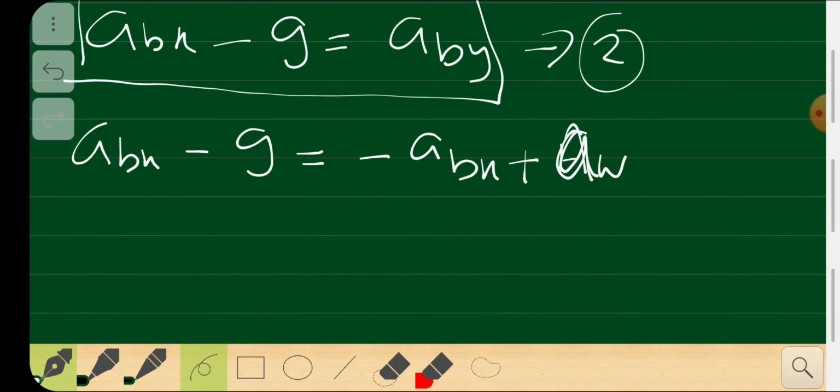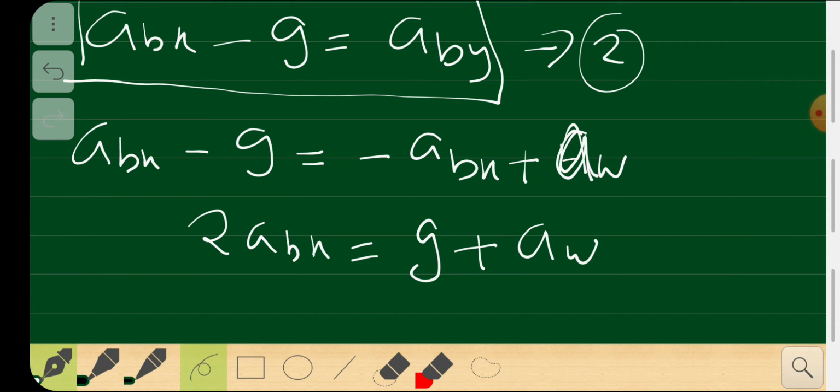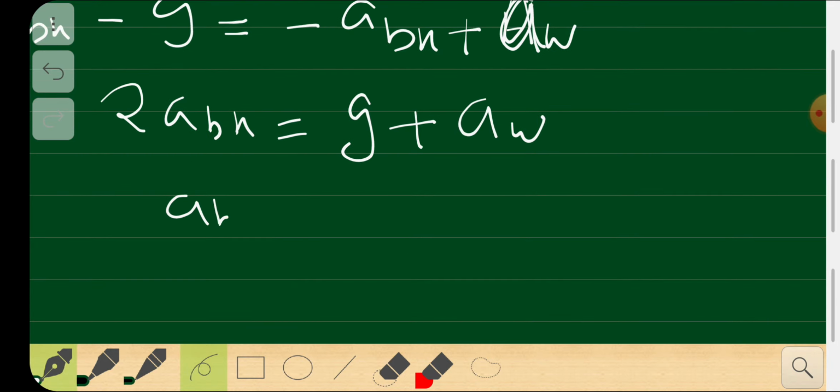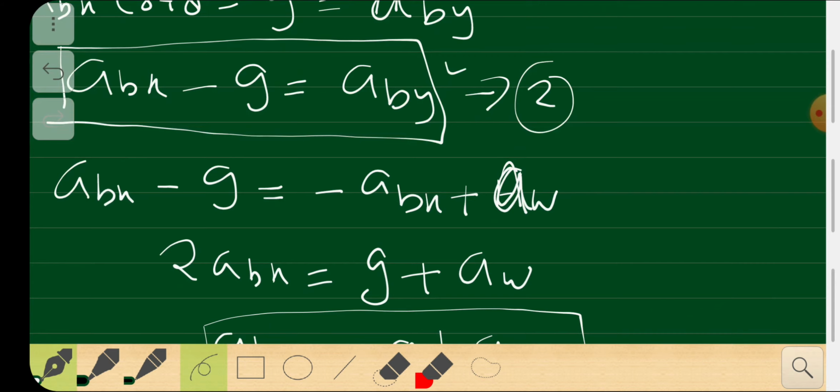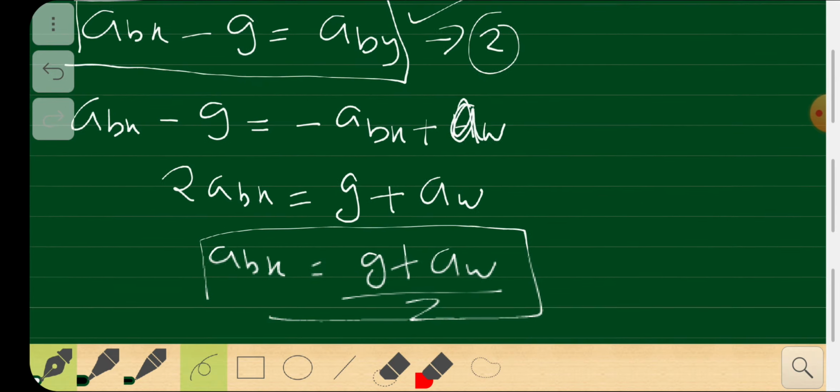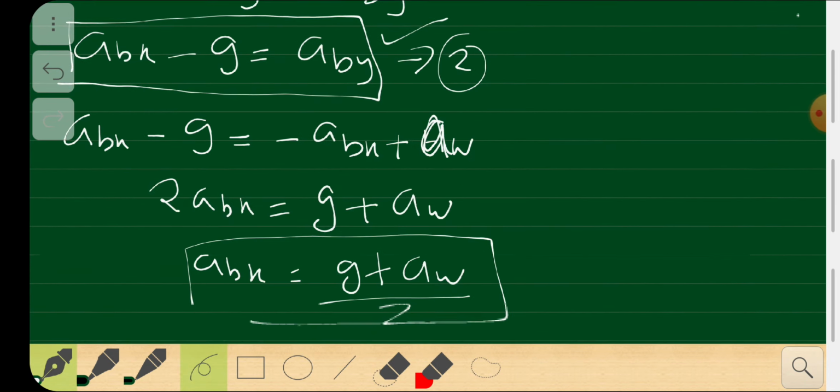Now I can simplify this. So you get 2 a_bx is equal to g plus a_w. Okay, I got that. So a_bx, the x component of the acceleration of the box, is g plus a_w by 2. Okay, so I found that. Now I can substitute this back into equation 2, and I can find a_by as well. So a_bx is equal to g plus a_w by 2.